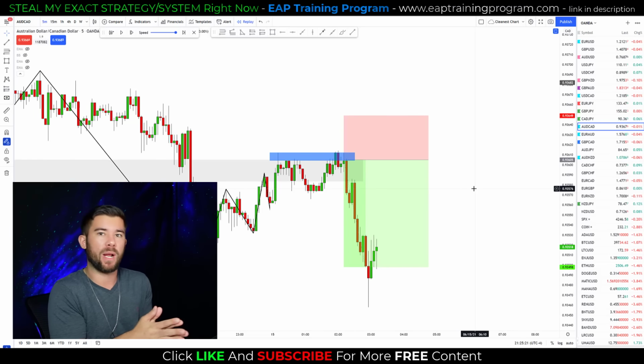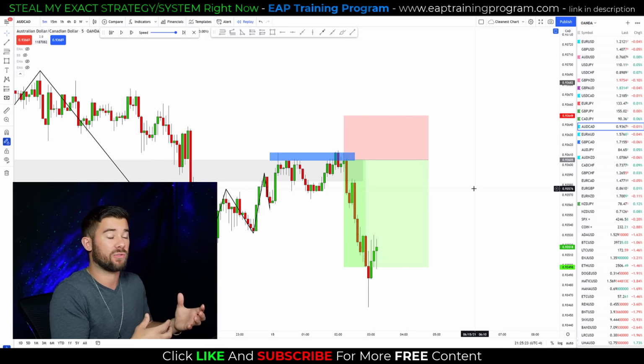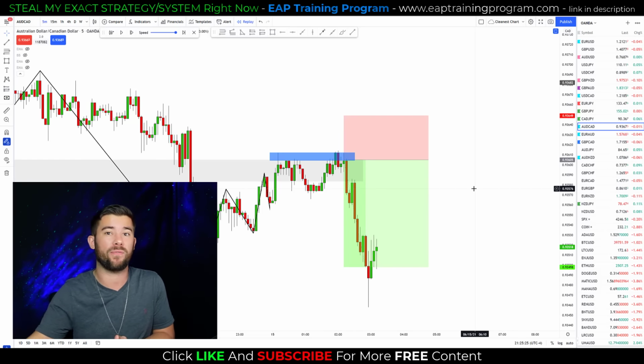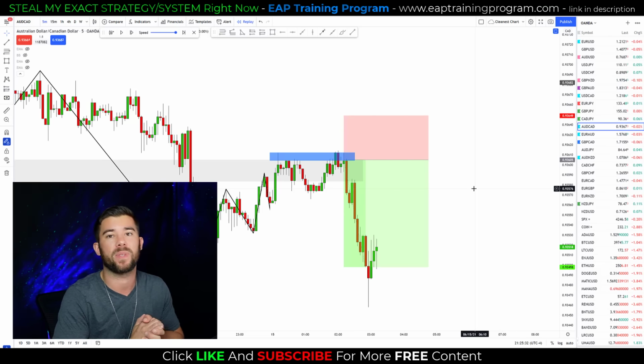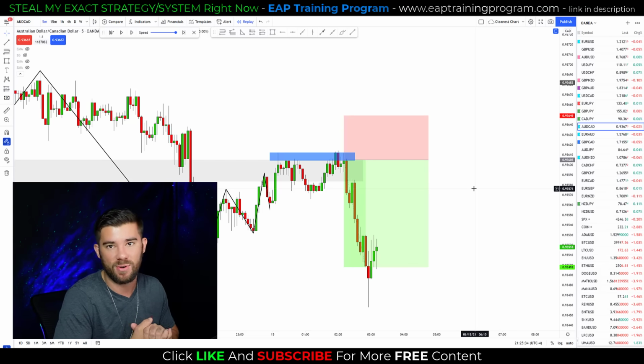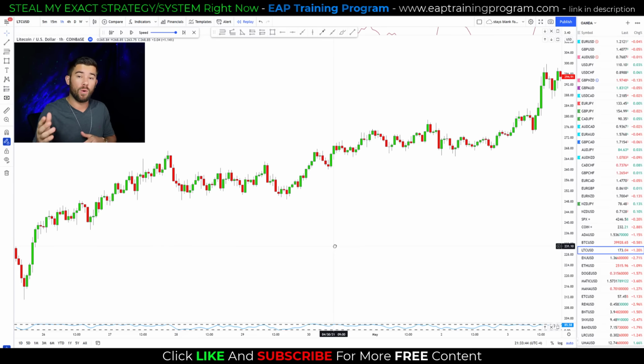But this is a bearish version of the strategy. Hopefully that was extremely clear, but just to clear things up a little bit further and to give you an example of a bullish version of this, what we're gonna do now is go to a different chart and take a look at a bullish version of this strategy. I'll see you there.